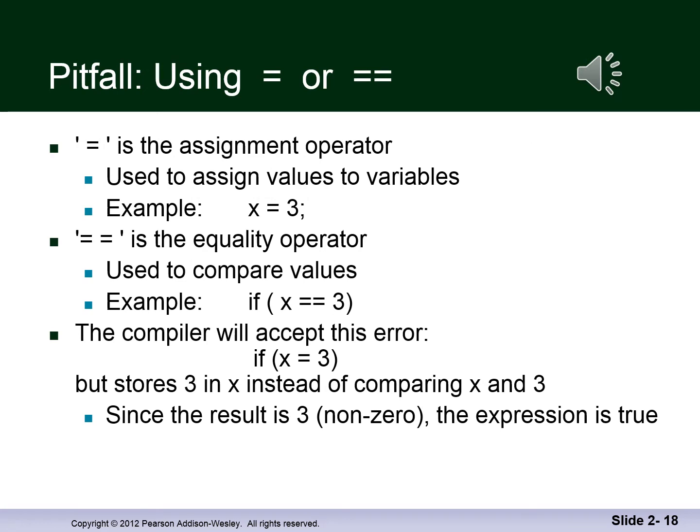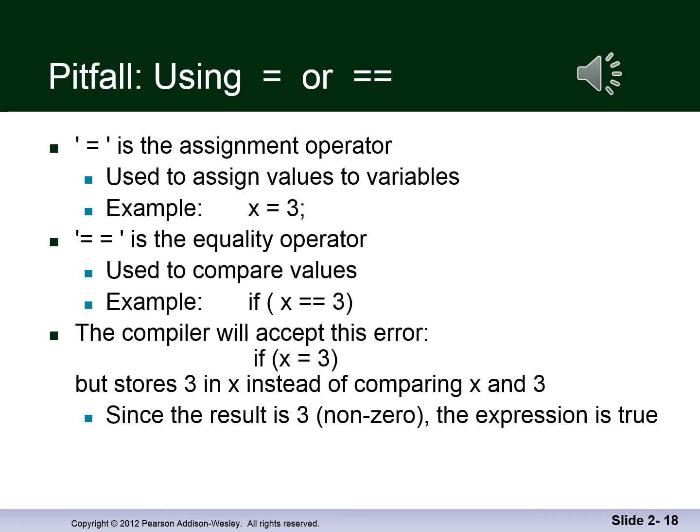One of the most common mistakes I see in students who are learning C++ is to mistake the assignment operator for the equality operator. The assignment operator is used to assign a value to a variable. So, for example, if we want to assign the value 3 to x, the example is x equals 3.